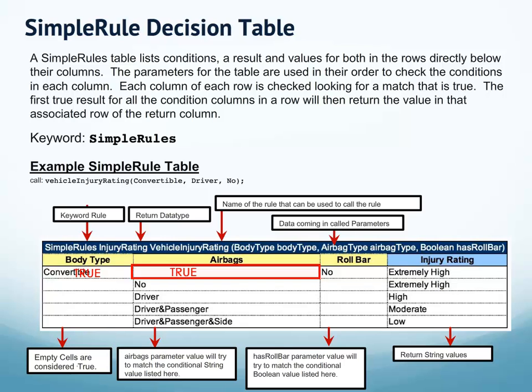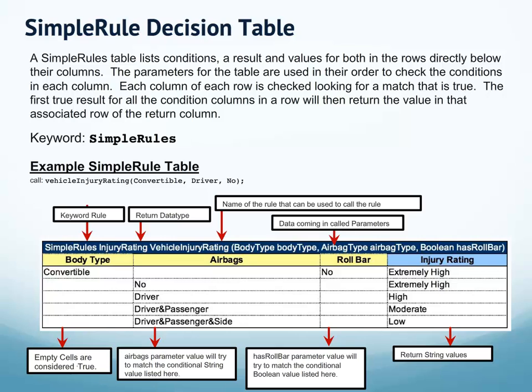So if OpenL finds that the body type is convertible, that will result in true. If airbag comes in, it doesn't matter for this record, that's going to result in true. And if the last condition, roll bar, comes in as no, then each one of these conditions has resulted in true, and then the injury rating of extremely high would be returned for this table.